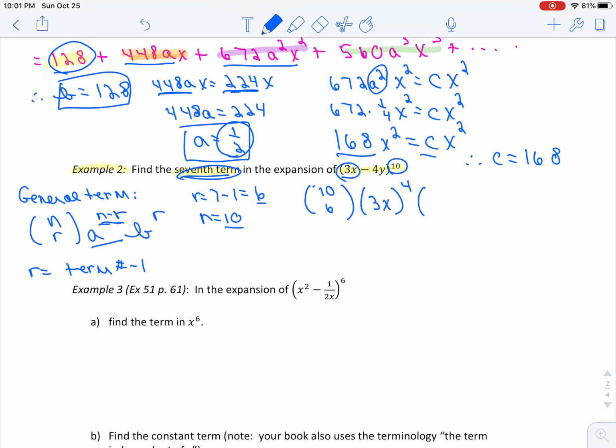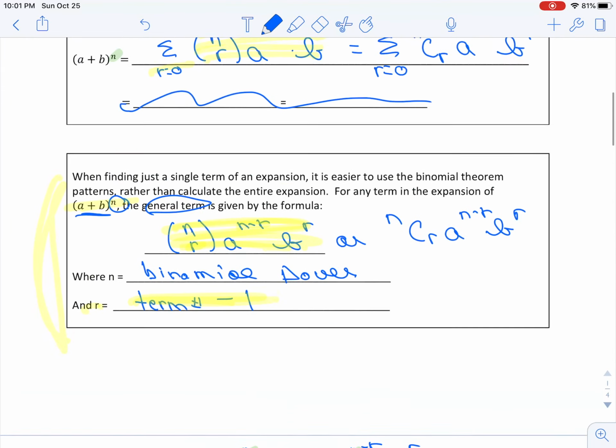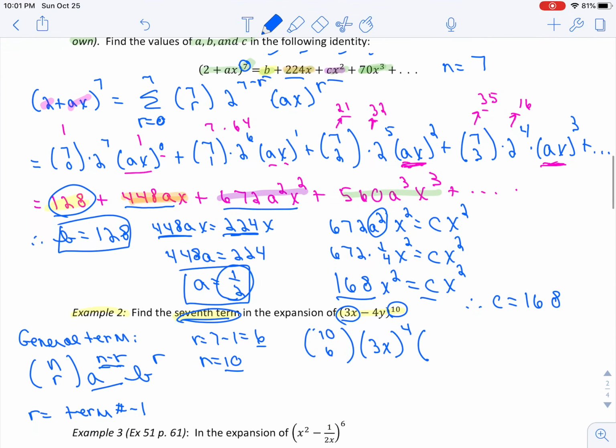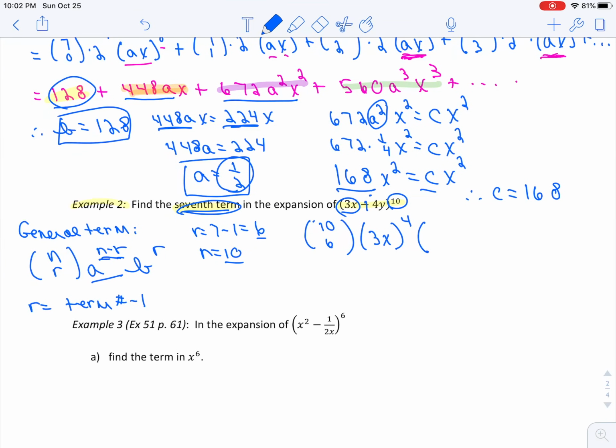Then we're going to have times our second term. Be careful in this general term formula, remember that what we're expanding is a plus b to the n. So we have to think about this as being plus negative 4y. So this is going to be minus 4y to the 6th power, to the r power right here. Now it's just a matter of expanding that out.